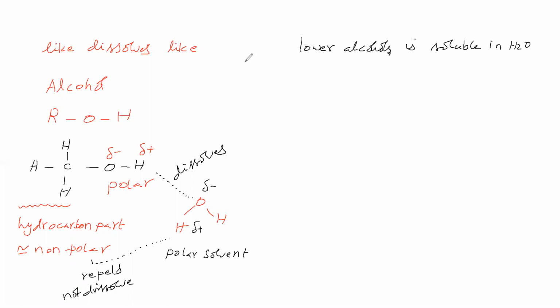Lower alcohols, in the sense that this R group will be lesser in size. If the R group is lesser in size, then we can say these lower alcohols are soluble in water. That means this factor is dominant when compared to this factor. So lower alcohols are soluble in water because of hydrogen bonding.